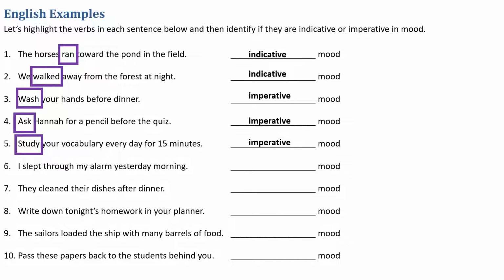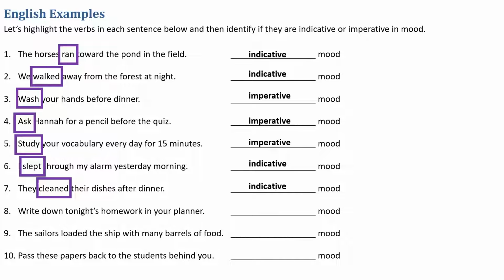Okay, that's been about a minute. Let's take a look. Number 6. I slept through my alarm yesterday morning. Our verb, slept. Is that indicating something, or is that giving a command? That's indicating, that's indicative. Number 7. They cleaned their dishes after dinner. Our verb is cleaned. It's indicating a statement, a fact or opinion, indicative.